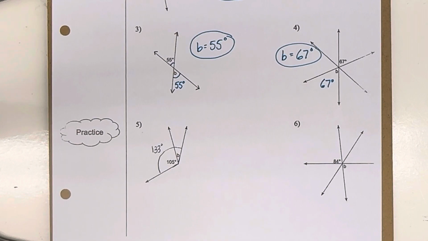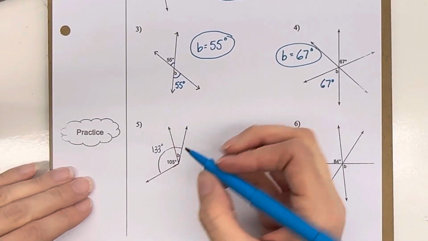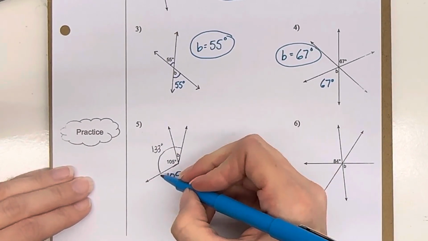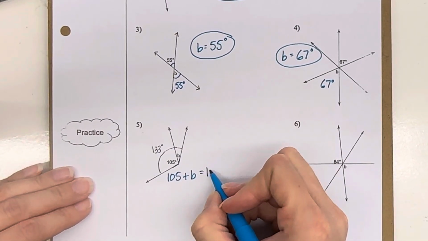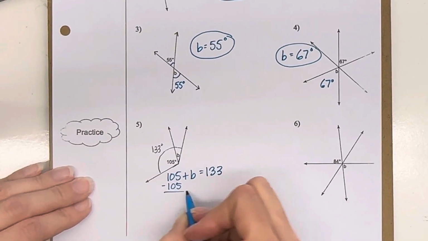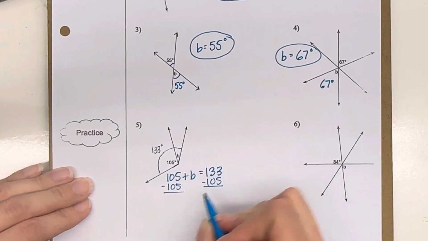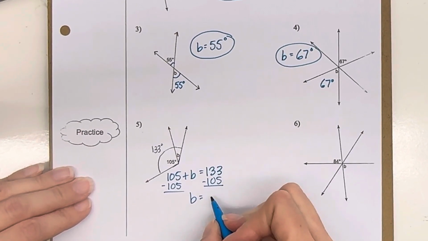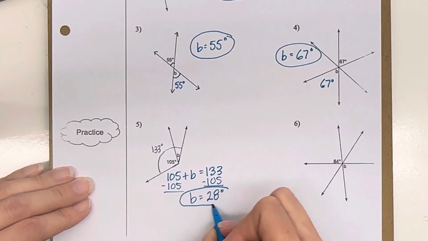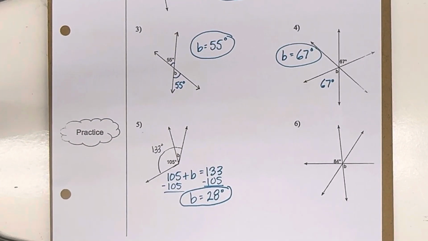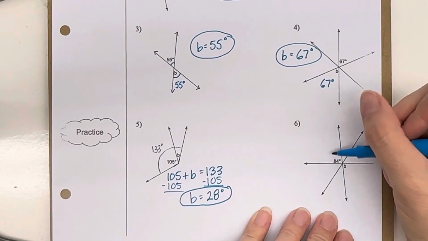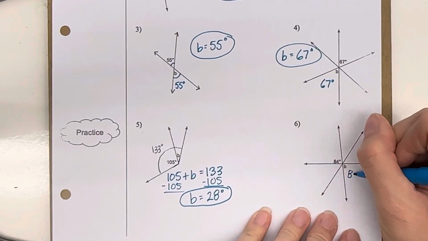Hopefully you had a chance to do those 2 problems. Let's go ahead and write it out. We have this angle, 105 degrees plus B, and then the whole thing is 133, and we're going to solve for B. And we get B is equal to 28 degrees. Feel free to use a calculator on these adjacent ones if you want. You should not need a calculator on your verticals. If this is 84, this is going to be 84 degrees.